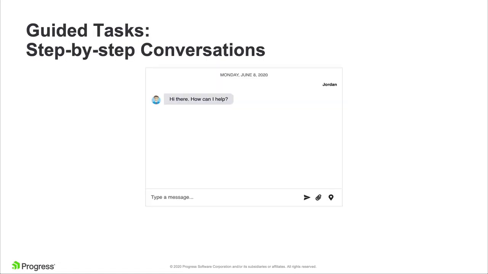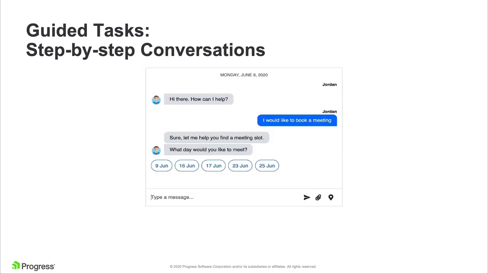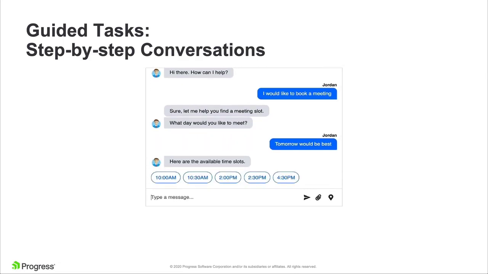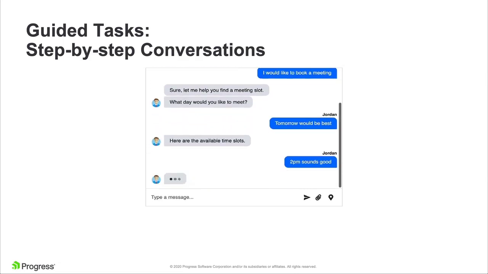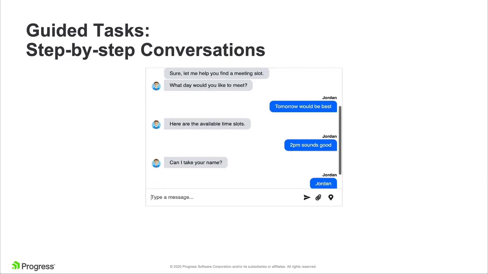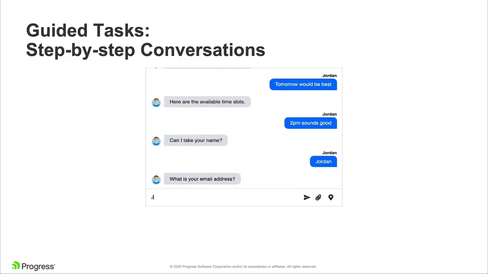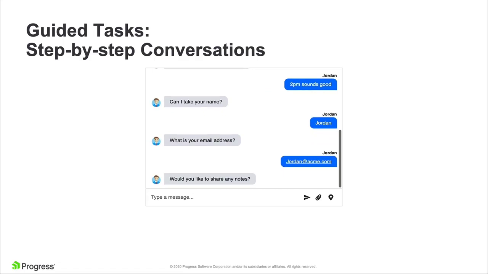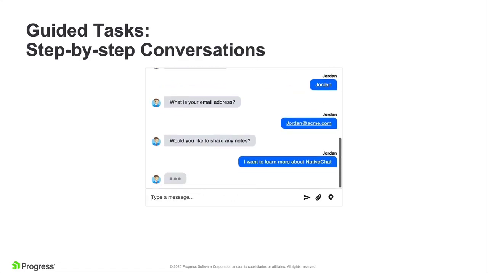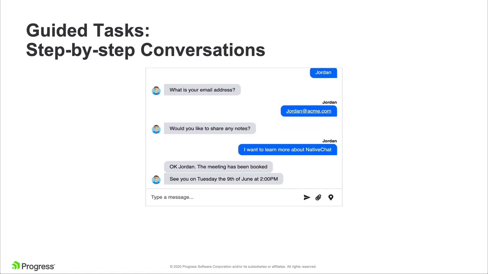The other type of conversation is a guided task, or more like a step-by-step conversation. This is where the chatbot takes the user on a step-by-step journey and asks them all the required questions in order to complete the whole conversation. This could be pretty much anything, like booking a meeting where you need to provide your email address and also the date and time when you want to meet, and also provide some notes. And then at the end, the chatbot will go on and actually make the booking.